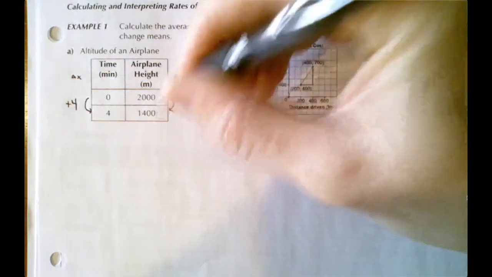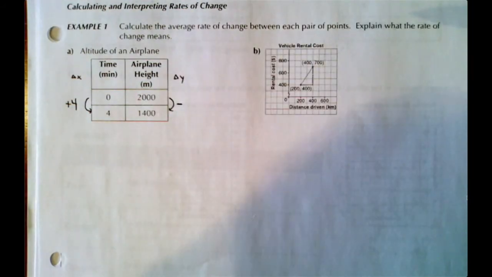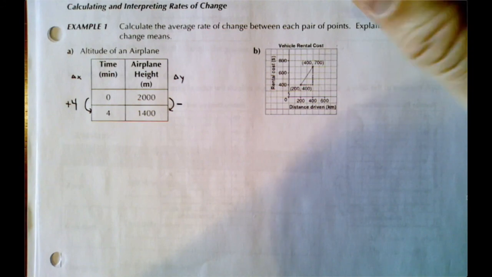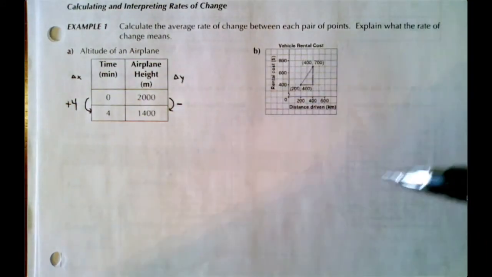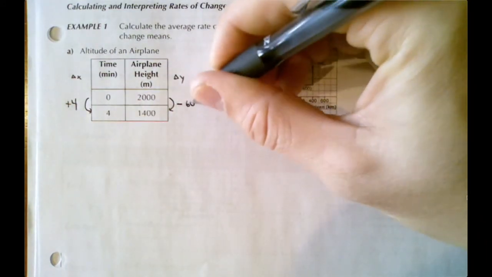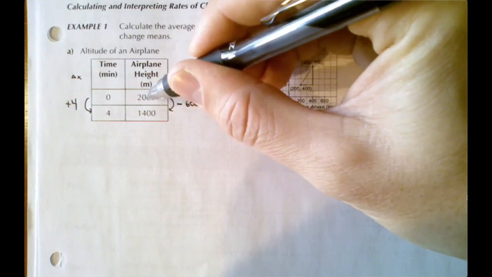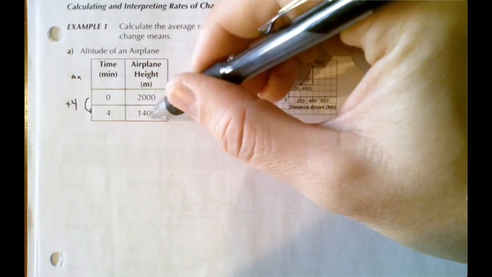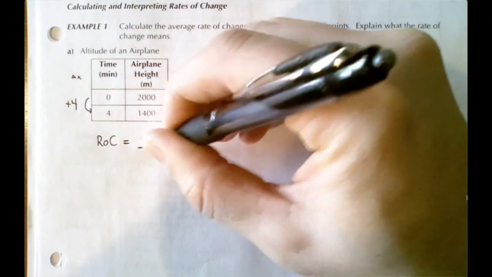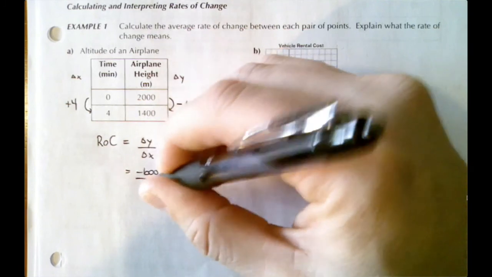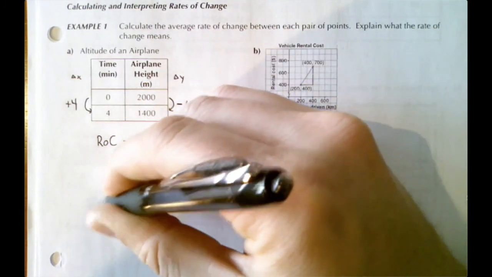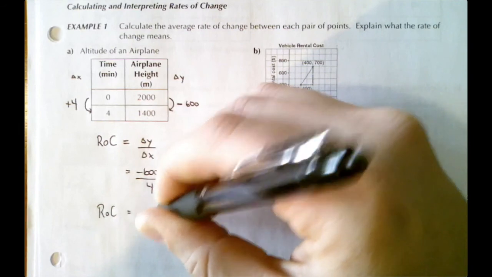Airplane height, we're going down. So we're looking for a negative answer. And the way we can find it is we do 1400 subtract 2000 in a calculator. We would get negative 600. Or you might be able to look at these numbers and say, what's happening from 2000 to 1400? Well, it's going down 600. So if we want our rate of change, we do the change in y over the change in x, negative 600 over 4. And if we do that in a calculator, we get negative 150.